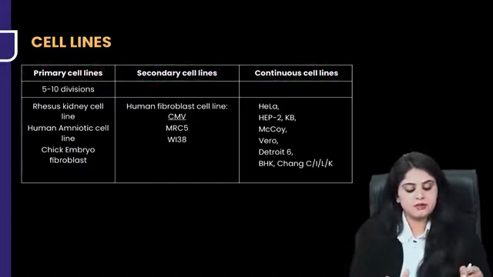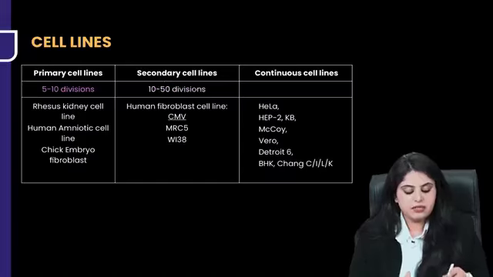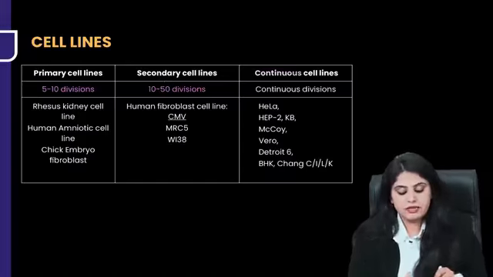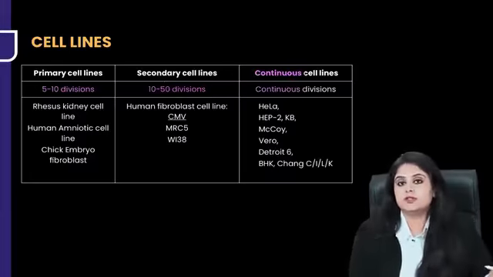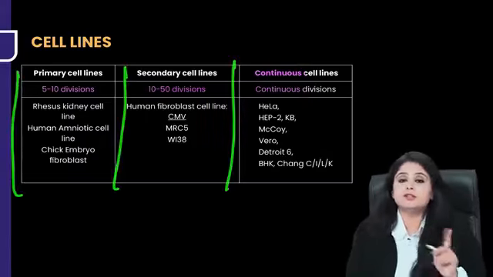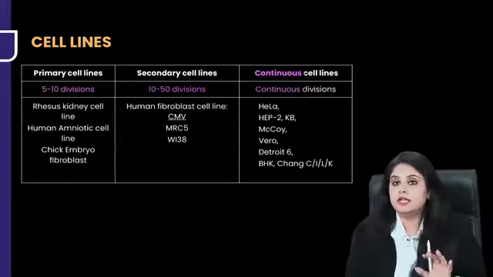Primary will allow cells to divide for approximately 5 to 10 times. Secondary will allow a little more, 10 to 50 times. Continuous will allow unlimited divisions; the name only tells you, continuous divisions will happen. Very difficult to learn, ma'am. How should I learn which cell line comes under primary, secondary, continuous? This is not important for FMG students, but this table is important for NEET and INI-CET.